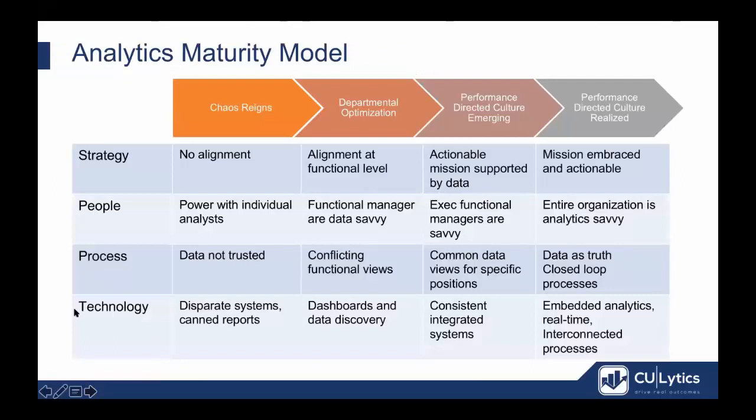So here is a maturity model from the data analytics perspective. On the top are the four major phases or stages. And over here are the key capabilities. What we see is that a good number of the credit unions that I speak with are somewhere between 1 and 2, where either there is chaos, or they don't really have a well defined and aligned strategy.